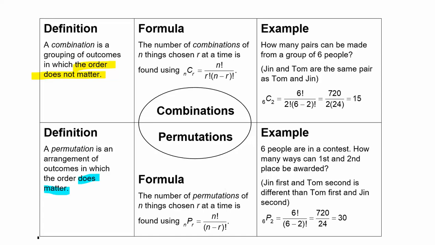In a permutation, order does matter. So if I was picking two students to be class president and vice president, the order does matter. If I pick Nicole, then James, Nicole would be president, James vice president. This is different than if I pick James for president and Nicole for vice president. If order matters, it's a permutation. In this video, we're going to focus on combinations.